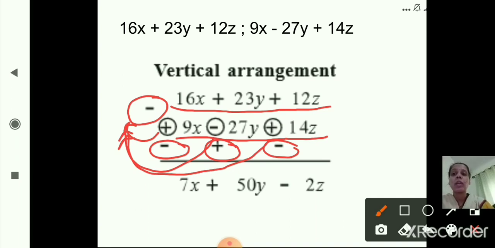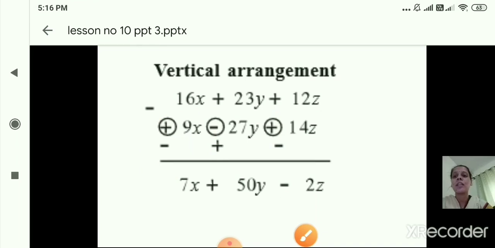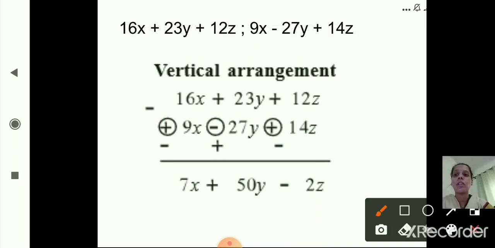Okay, so in the first term, plus minus minus, so here it is minus. In the second term, minus minus, it is plus, so we will do addition here. And in the third term, plus 14z, plus minus minus, so here we will do minus, that is subtraction. Now let's start. Okay, so now we'll solve this.